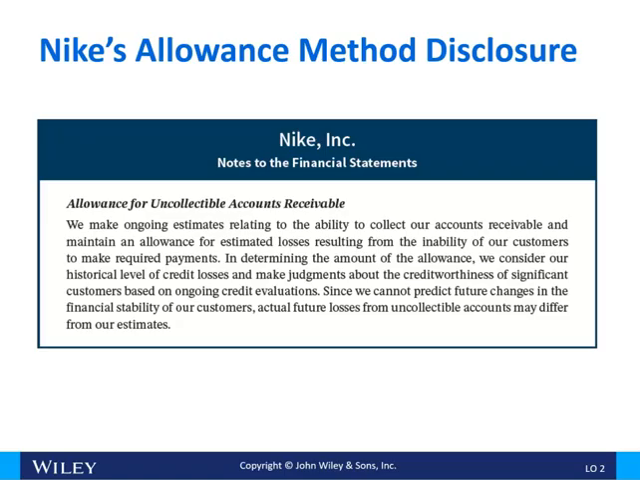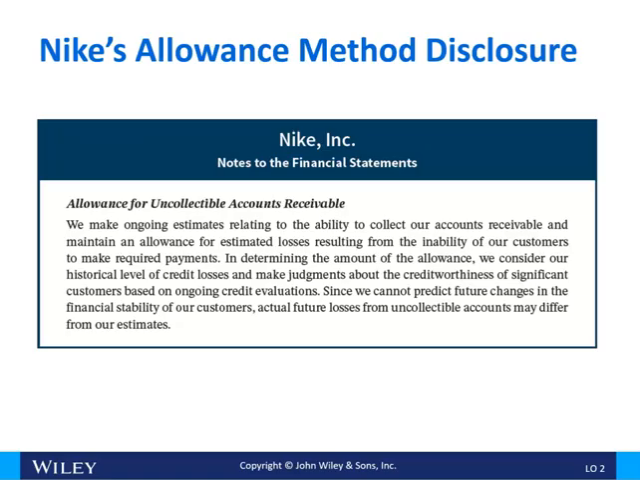So here's an example. Nike, in the notes of their financial statements, talks about the uncollectible accounts receivable. They say we're making ongoing efforts relating to the ability to collect our accounts and maintain the allowance for estimated losses. To determine the amount, we consider historical levels of credit losses. So they're looking at historically how much doesn't get paid. They make judgments about the creditworthiness of significant customers based on ongoing credit evaluation. So they could be looking at specific customers and making decisions or estimates based on those individual customers.